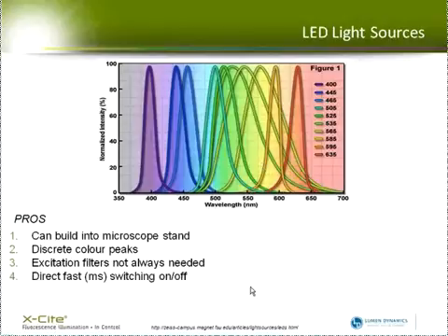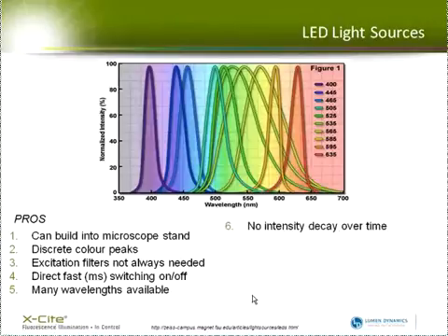You can do direct fast switching, so you can turn each LED on and off by itself, so you don't need to have a shutter in front of the light source. There's many wavelengths available. This is just showing the visible area, but there are LEDs below 400 nanometers, and there's also some up above 650, I believe. There's no intensity decay over time. The light's either on or off, and if the LED fails, it will just fail, and there'll be no light.